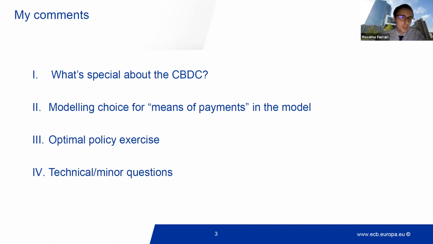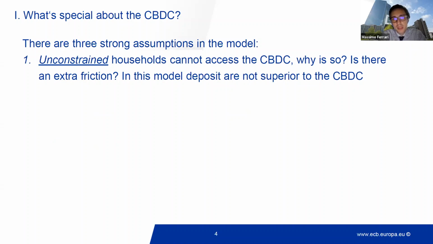Now, what's really about the CBDC? The CBDC in the model rests, as it is my reading, on three assumptions. One is that only constrained households can access the CBDC, while unconstrained households cannot. And I was wondering why so, because actually you cannot show in the model that deposits really dominate the CBDC. So why would only one asset class hold the CBDC? Why is this important? Well, it probably has something to do with welfare, no? One of the reasons that unconstrained households are so much worse off with the CBDC is that they cannot access it. And I will come back to this later.